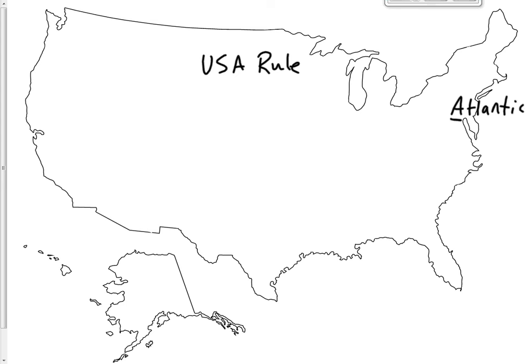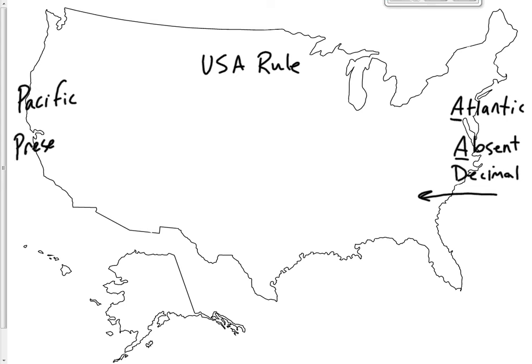Okay, and Atlantic starts with an A. So we're going to start from the Atlantic side anytime there is an absent decimal. Anytime you see a number and there's no decimal, you're going to start on the Atlantic side, the right side, and you're going to move from right to left. Okay? If there is a present decimal, we're going to start on the Pacific side. Present, P, start on the left, work your way to the right.